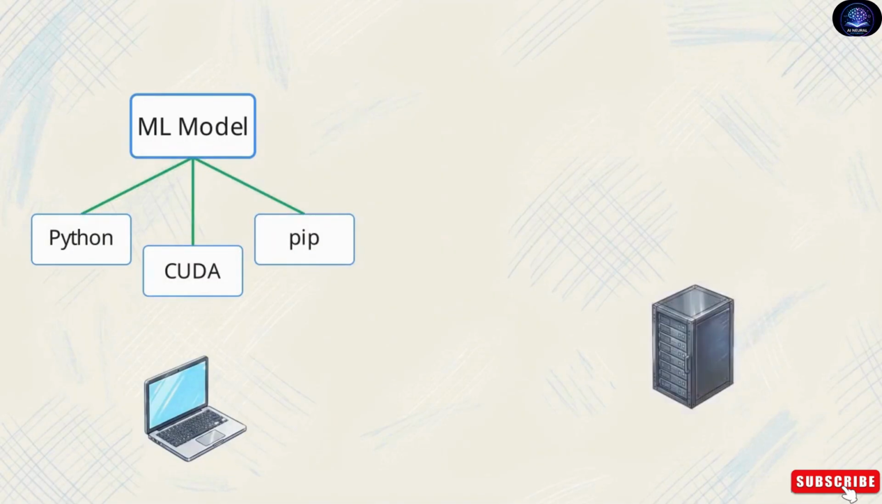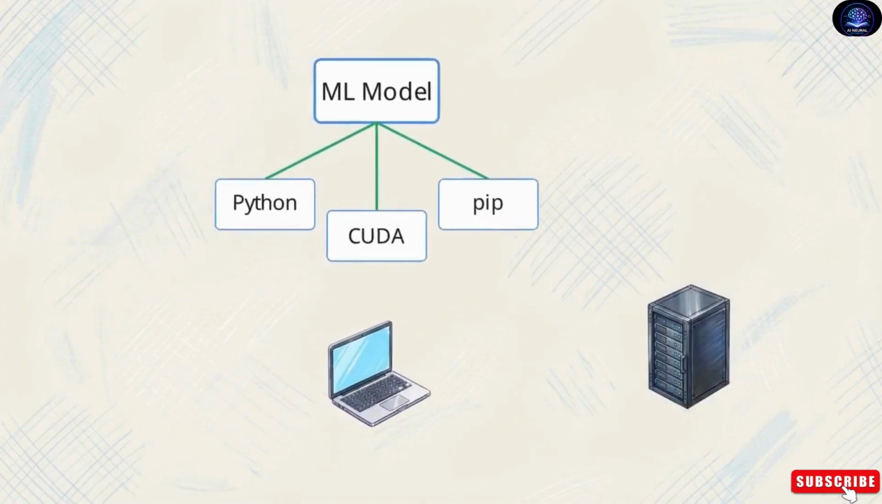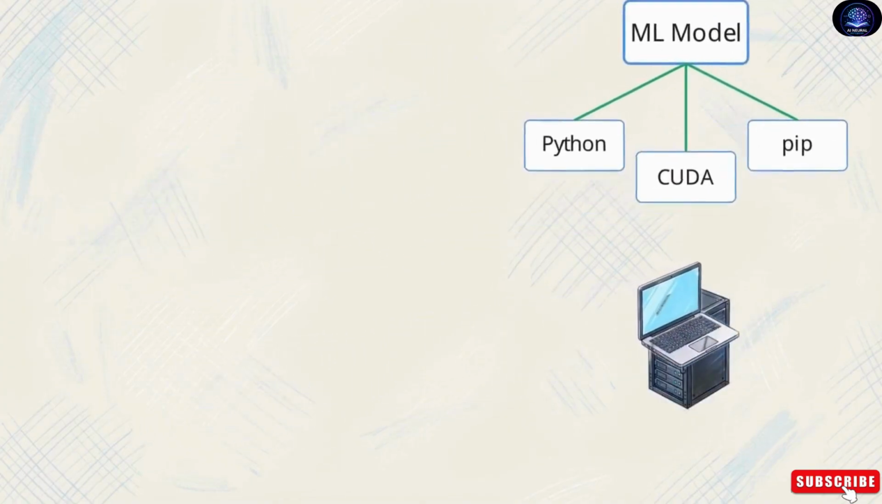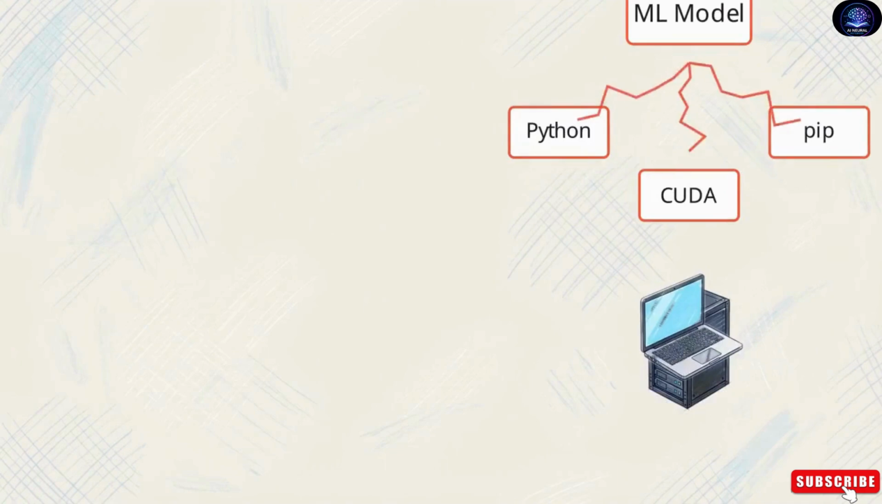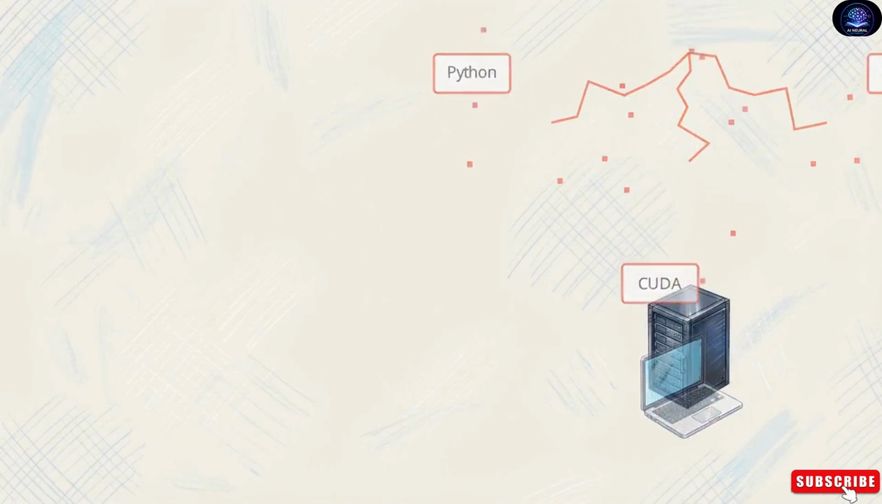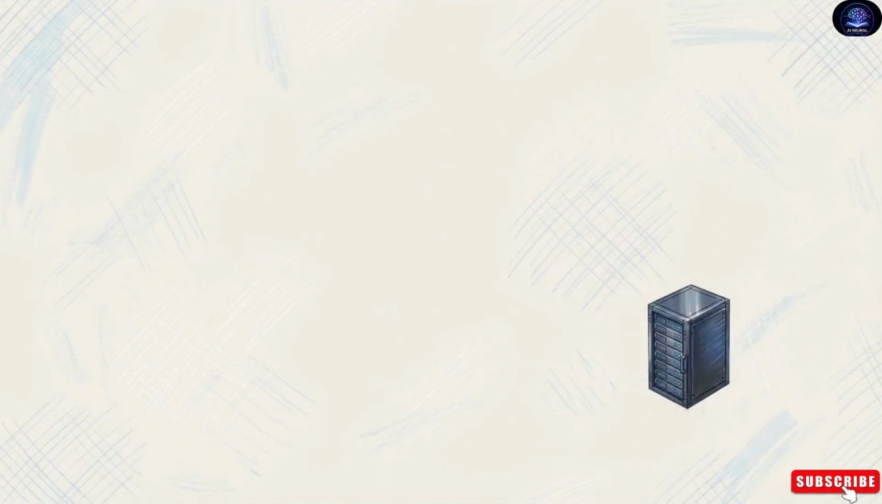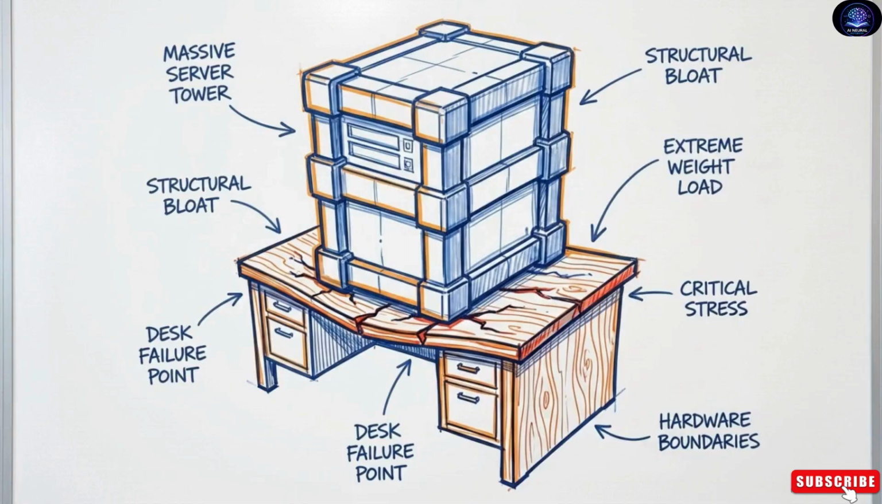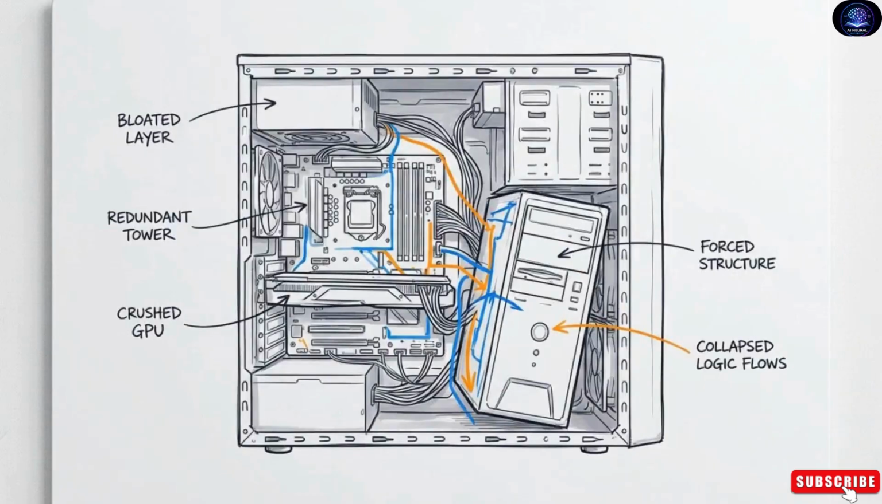When you attempt to lift this model from a local developer laptop and drop it onto a production server, the underlying operating system and hardware configurations clash, the environment fractures, and the model crashes. For years, the standard software engineering solution to this isolation problem was the virtual machine. If the environment was fragile, you simply packaged an entire virtualized computer around it.